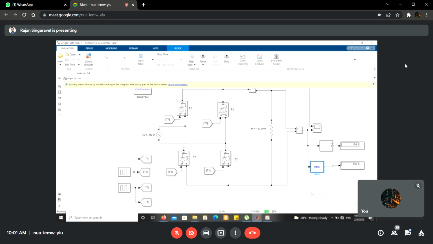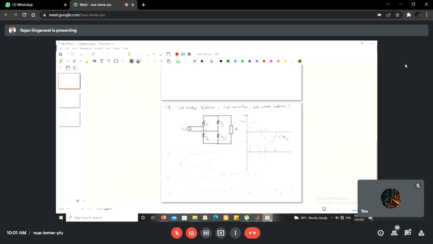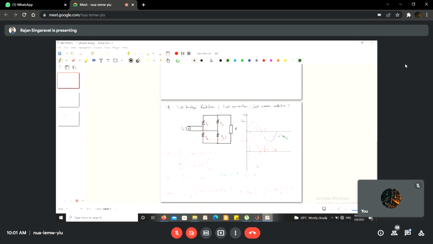You can see the average value is 155 and the RMS is 205. Let us check with the formula we saw yesterday for the R load: average voltage is Vm by pi times (1 plus cos alpha). I don't know how many of you have understood the firing angle concept. The firing angle is almost 60 degree, so alpha is 60 degree here.